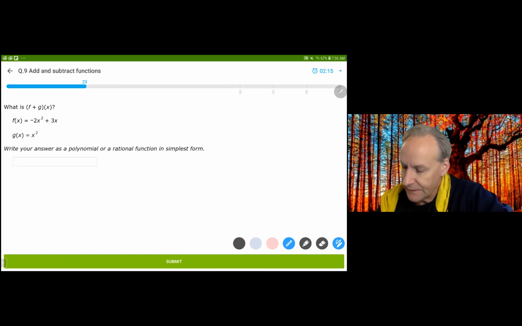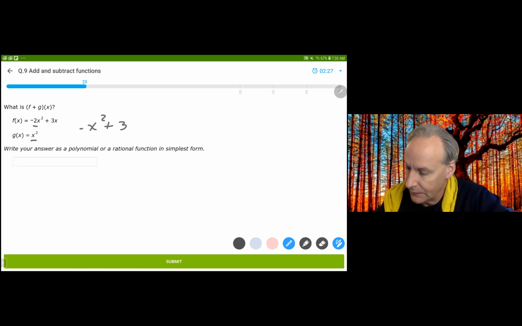Okay, so we're adding these together. And when we add the like term parts, the x squared parts together, there's no sign changes. So I'm talking about negative x squared plus 3x when I add those two like terms together.